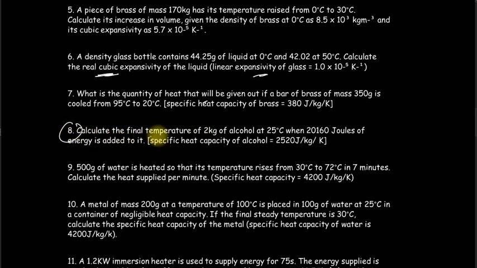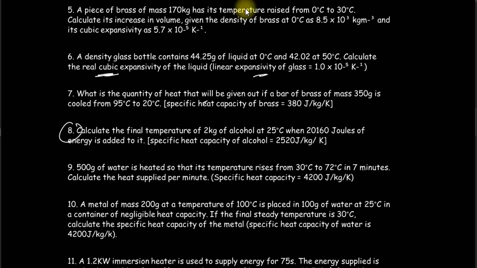So number 8, calculate the final temperature of 2 kg of alcohol at 25 degrees when 20,160 joules of energy is added to it. Okay, so we're asked to calculate final temperature. We know where this is going. First of all, let's calculate change in temperature, then we can use that to calculate final temperature, right? So we're given specific heat capacity, we're given the energy, and we're given mass. So we can find change in temperature.